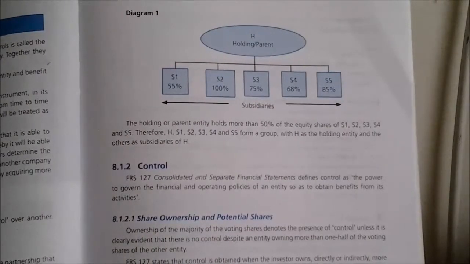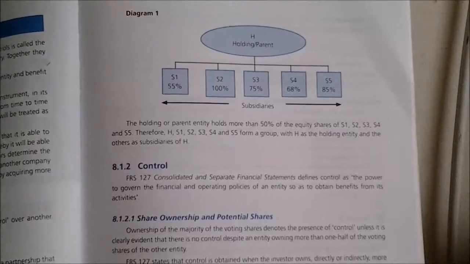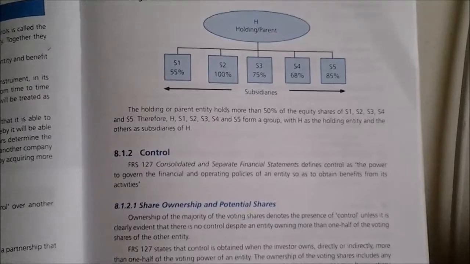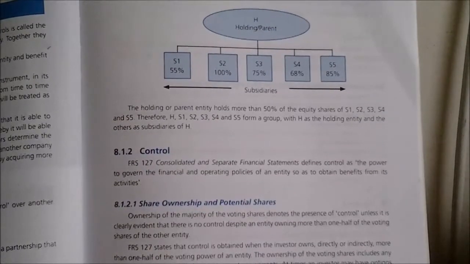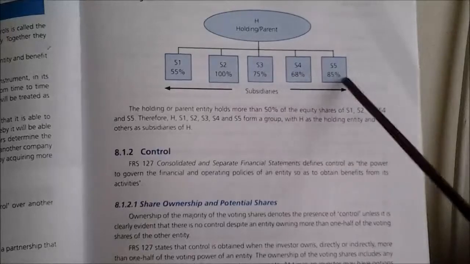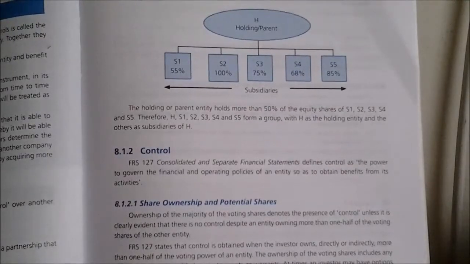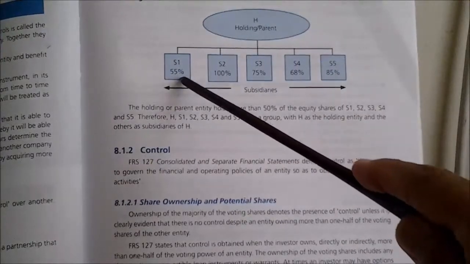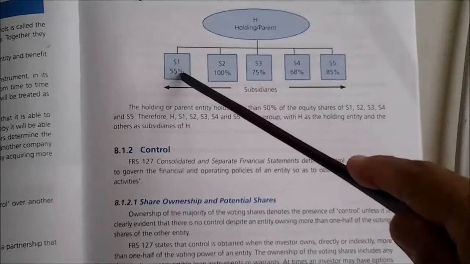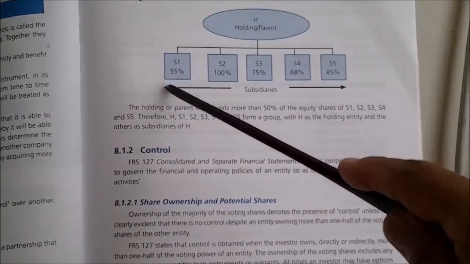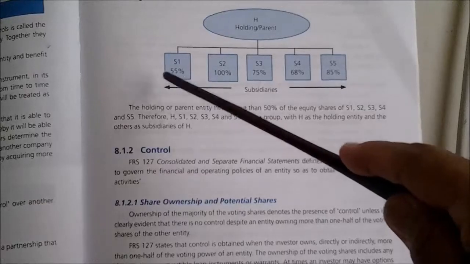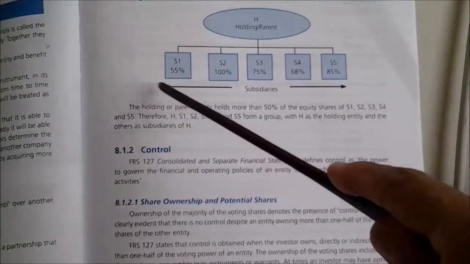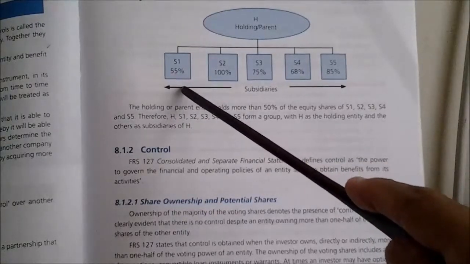To understand better, let's look at this diagram. H is called the holding or the parent company, and H has a few subsidiaries. You have S1, subsidiary 1, where H holds 55% and the balance of 45% is held by S. So S becomes the subsidiary holding 45% of the shares.